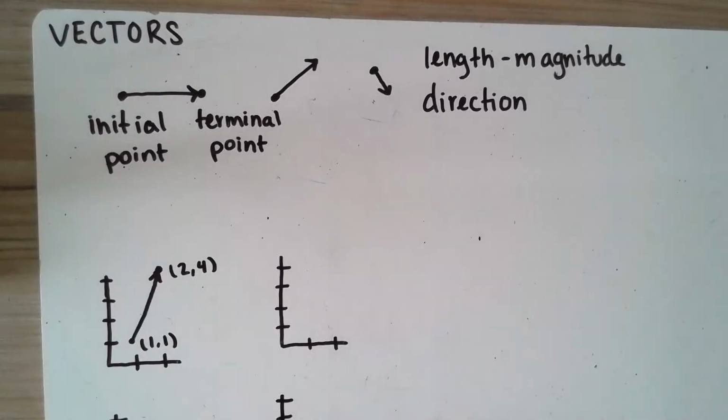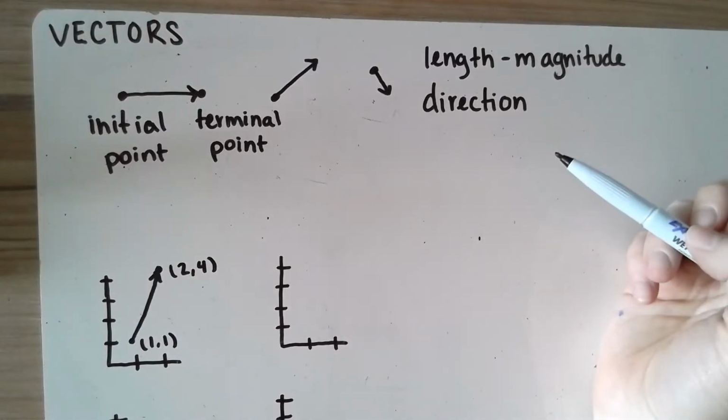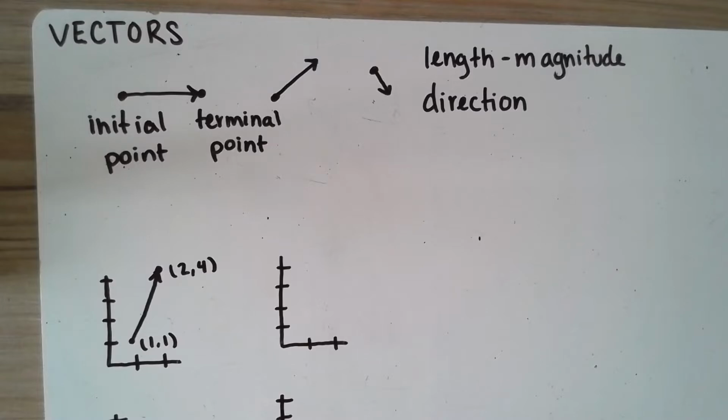So this video is about vectors, and vectors measure two things. They measure length or magnitude, and direction. As opposed to things like temperature or distance that only measure one thing, vectors measure these two things.